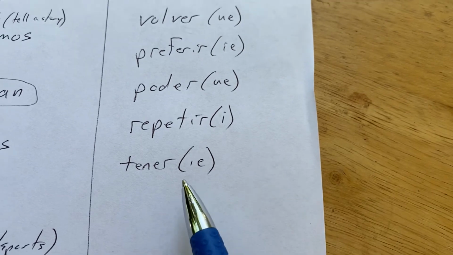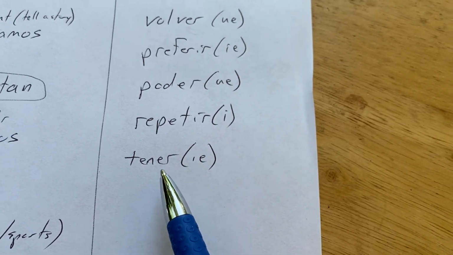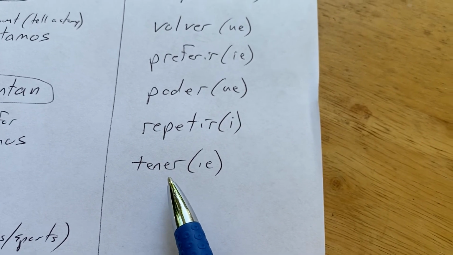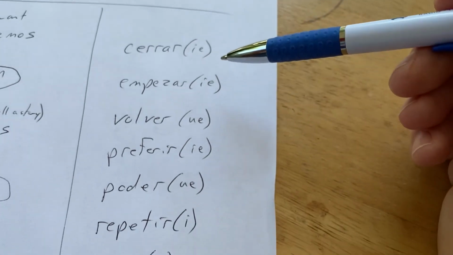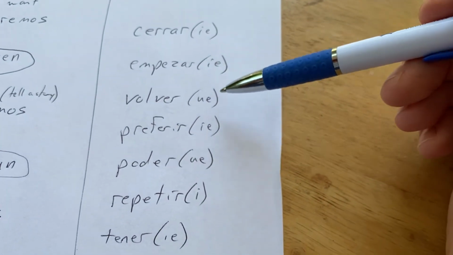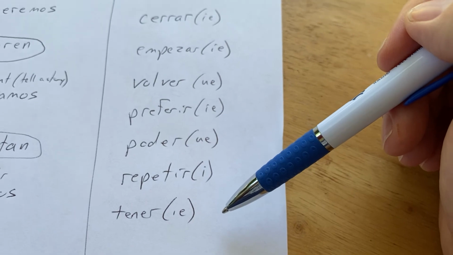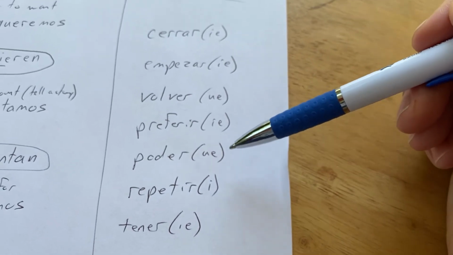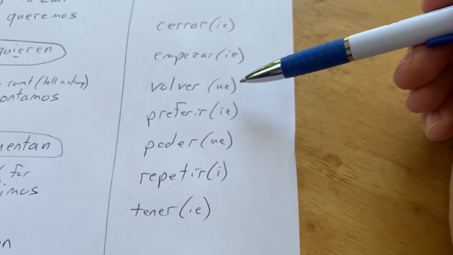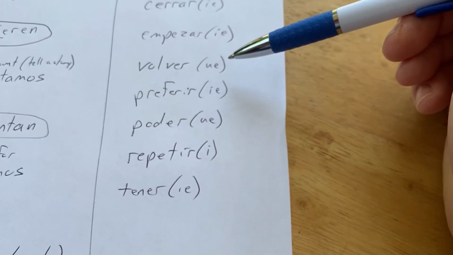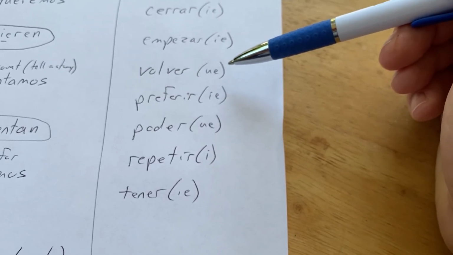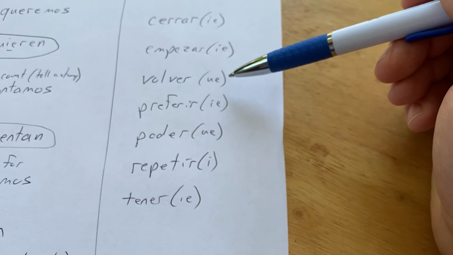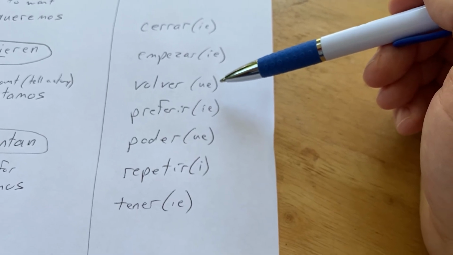And you've actually seen tener already. And I wonder if you'll remember what to do in the yo form. So what I'd like you to do for your assignment is to simply conjugate these right here. And you can just do it in your own handwriting and then send me a picture of it by email. Or you can bring it to class on Monday or office hours on Tuesday, and I'll go over it with you if you want to show that to me.